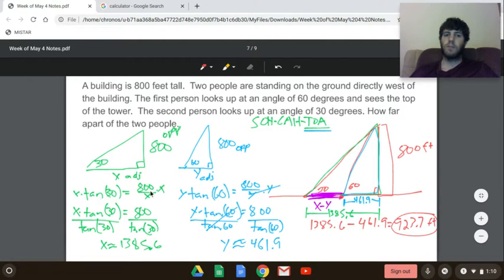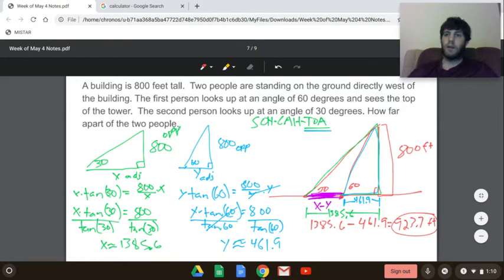So tangent of 30 was 800 over x for the first one, and then tangent of 60 was 800 over y for the second one. We then solved those equations and found the lengths of those two bases. So the length of the green base was 1385.6 feet, and the base of the blue triangle, the small triangle, was 461.9 feet. So when we subtract those two, we then find the distance between those two points, or people in this case.